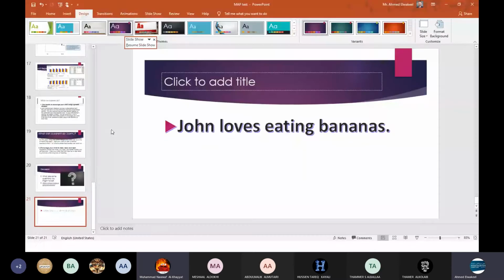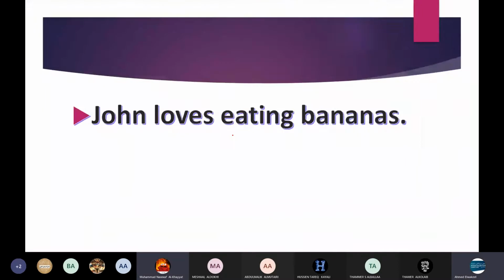John loves eating delicious bananas. Nice. So adding what? Adding an adjective. Nice. So number one, adjective. So we can add an adjective and the sentence will still be simple. John loves eating delicious bananas fast, quickly. An adverb, yeah, to eating.